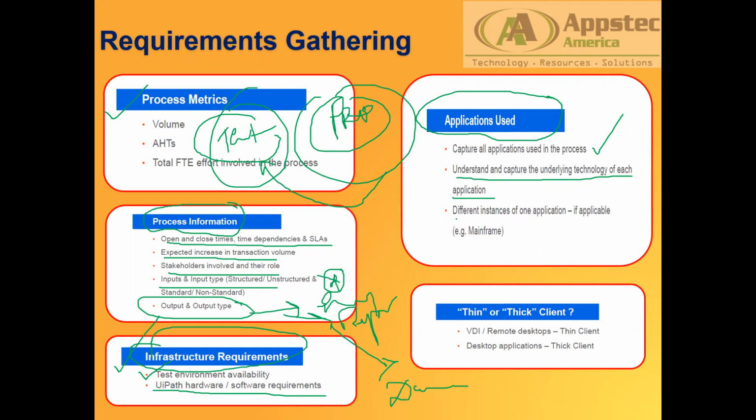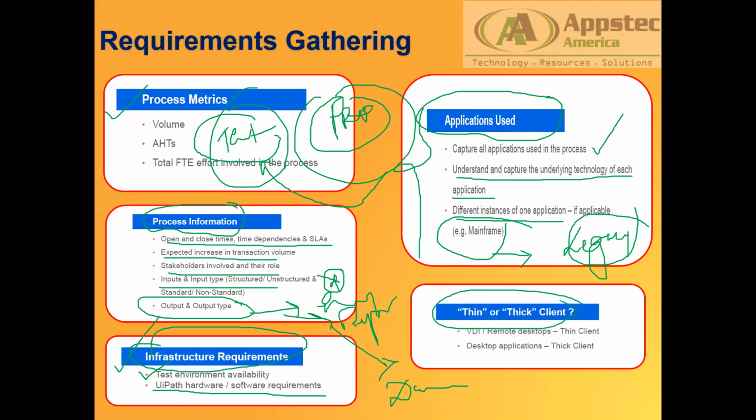What are the different instances of one application, if applicable? Let's say mainframe. Mainframe is considered a very old and legacy application where everything runs at a very decent pace. So mainframe solutions in RPA are always a bit of a pain point from a solutioning standpoint, because it is a legacy application. Robustness is not there. So this is where we are understanding all our applications approach.